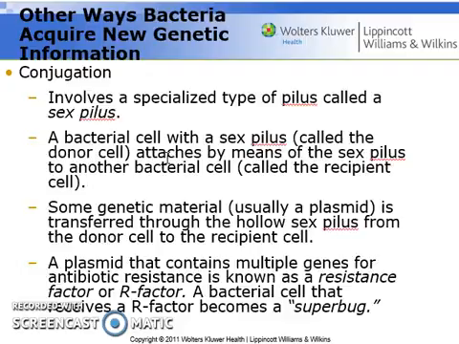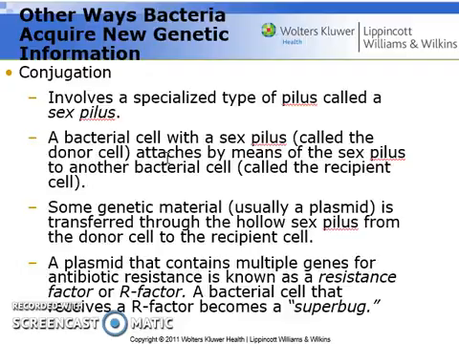So here's where you have a donor cell and a recipient cell. The donor cell is going to attach its sex pilus to the recipient cell, and then the donor cell is going to unleash or allow a plasmid from its DNA to travel into the recipient cell.